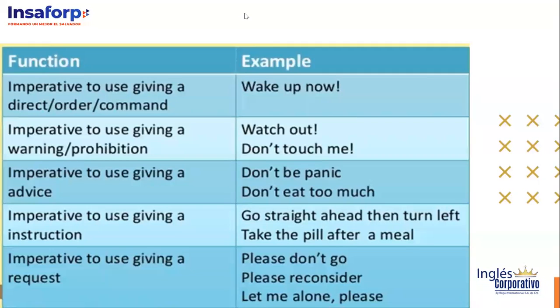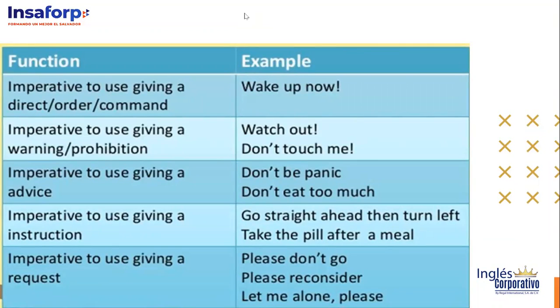For example, if you are going to take a test, you can tell your friend or your brother, sister, I don't know, someone close to you, don't panic. I mean, don't be afraid. That's what it means. Or another advice, don't eat too much. If you are looking overweight and you are feeling sick because you are eating a lot of food, you can tell your classmate, your friend, your brother, sister, mother, don't eat too much. That can be one of the advices.